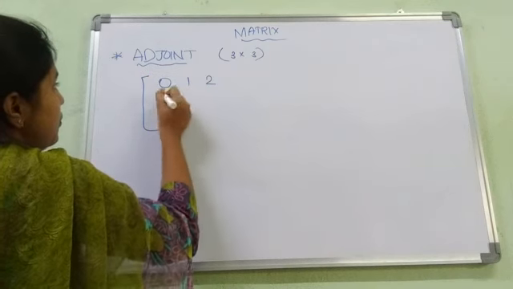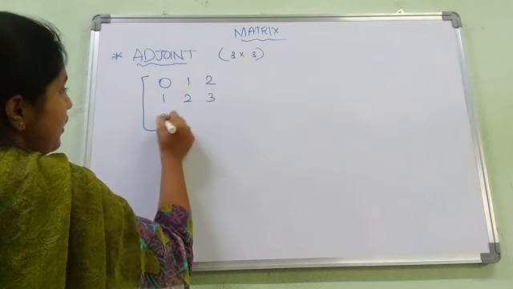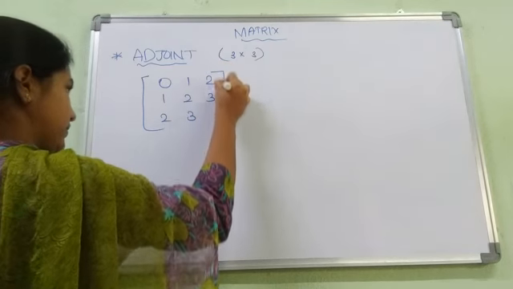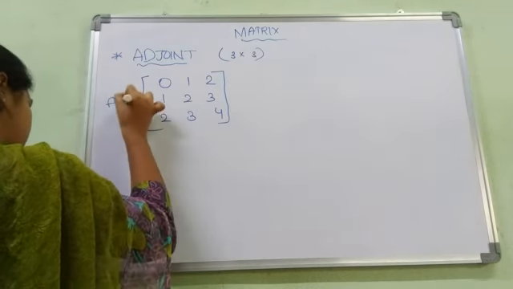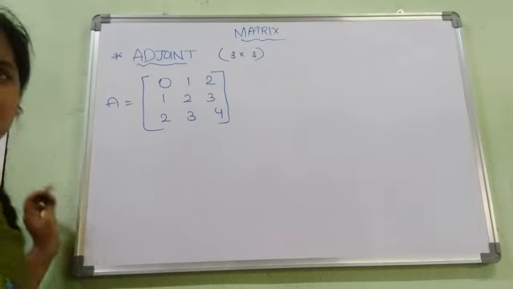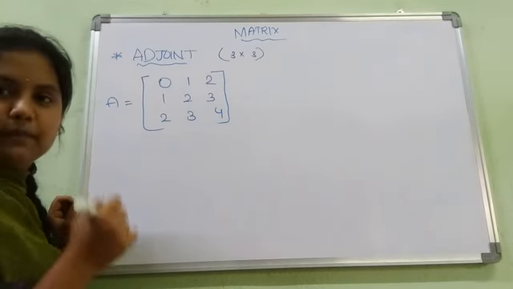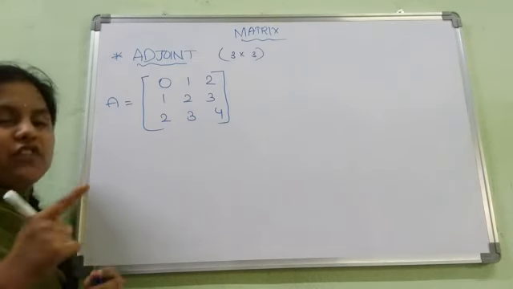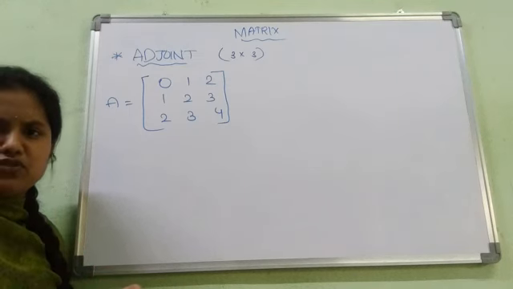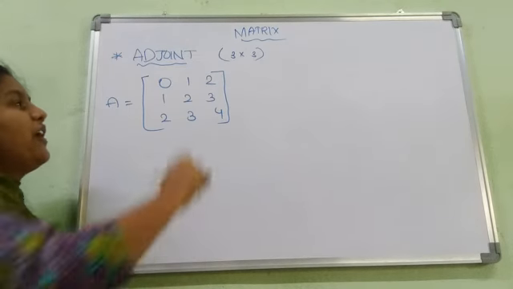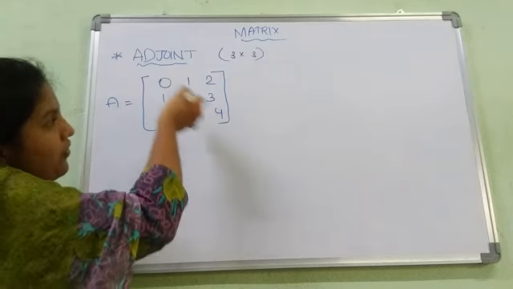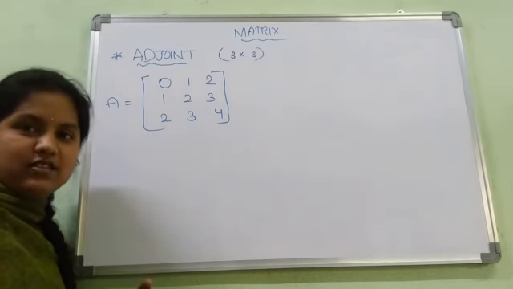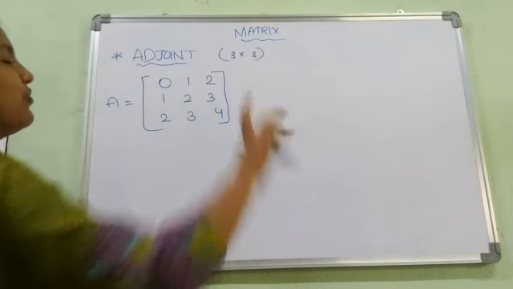0, 1, 2, 1, 2, 3, 2, 3, 4. This is the given matrix A. Now we need to find the adjoint of A. So how to find it? In that, we first found the cofactors and then we took the transpose of that. But here, if you observe, if I take an element, there are 4 elements. Which element do I need to take as the opposite? You'll think like this, right? So you need to take those 4 elements.